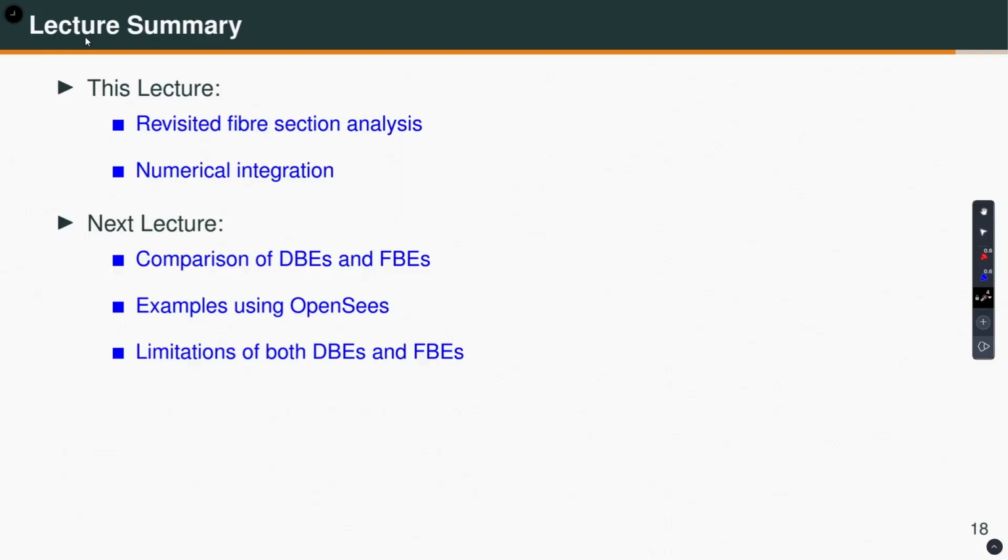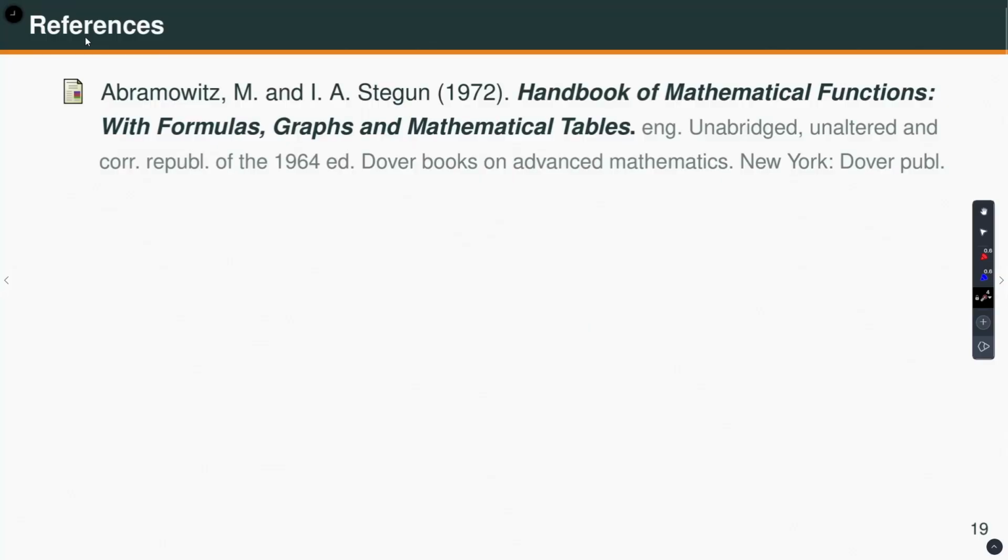Okay. And remember, the integration points are nothing but your cross sections that you are considering along the length of the element. Okay. In the next lecture, what we will do, we will compare the performance of displacement based element with the force based flexibility based element, and we will do examples in OpenSees, and then we will talk about the limitations of both the methods once again and see what else can be done. Okay. So, this is one reference, the handbook, where you can find out for more number of integration points what are the locations and the weights.